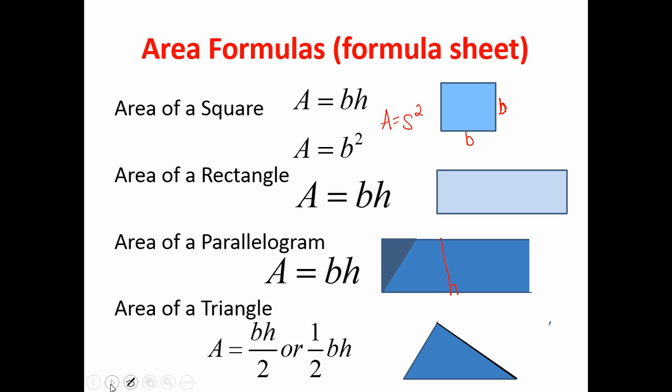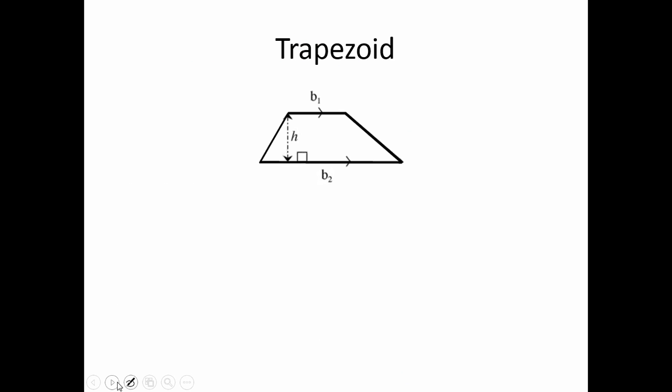Now we're going to take a look at a couple more complicated ones. Let's start with the trapezoid. The trapezoid has a little bit more going on. If you remember with me, a trapezoid has two parallel sides, base 1 and base 2 you see labeled here, B1 and B2. A trapezoid will also have a height like this.